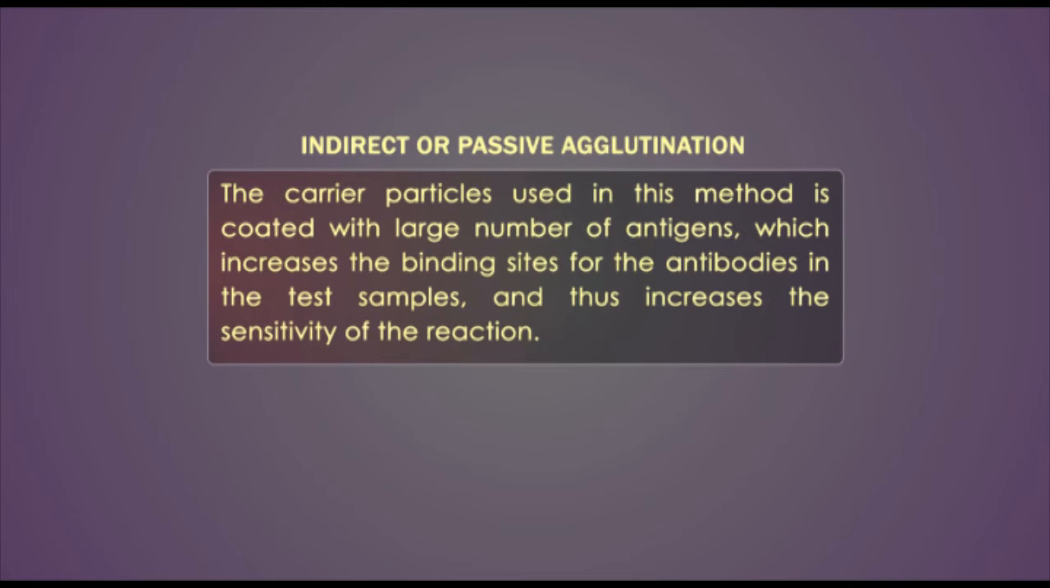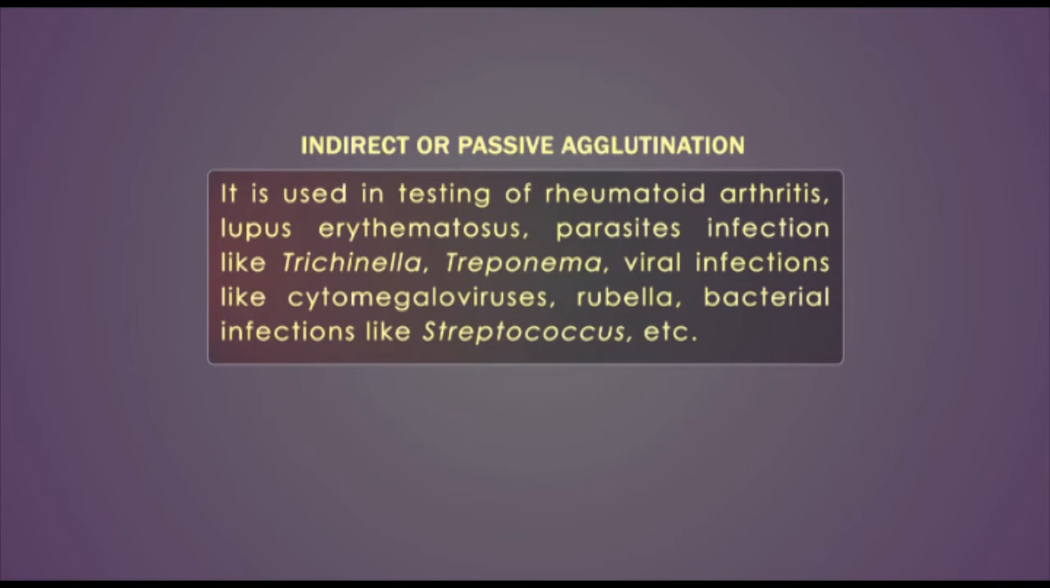This method is more sensitive than the direct agglutination method. The carrier particles used in this method are coated with a large number of antigens, which increases the binding sites for the antibodies in the test samples and thus increases the sensitivity of the reaction. It is used in testing of rheumatoid arthritis, lupus erythematosus, parasitic infections like Trichinella, Treponema, viral infections like cytomegalovirus, rubella, bacterial infections like Streptococcus, etc.